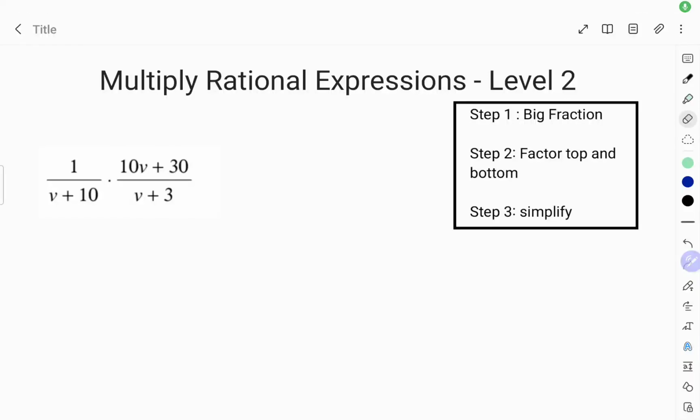Okay, so this is the second video for multiplying rational expressions. So we're going to start right away. We're going to have the same steps that we did before. Step number 1 is do a big fraction. Step number 2, factor everything. Step number 3, simplify. Okay, let's go right into it.